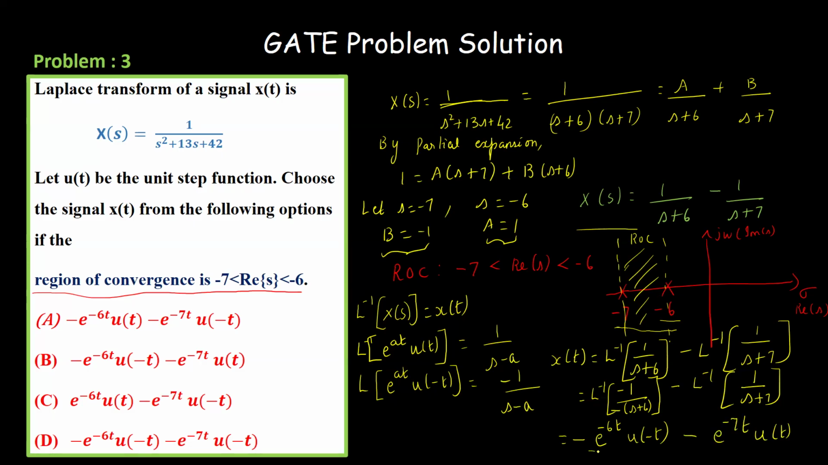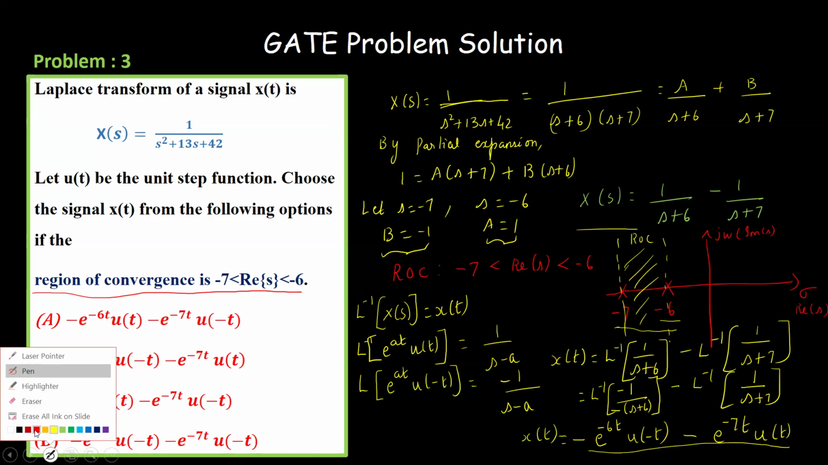So this is the input signal, x of t: minus e power minus 6t u of minus t minus e power minus 7t u of t. Okay. So observe the options. Which option is the correct one? Option B is correct: minus e power minus 6t into u of minus t minus e power minus 7t into u of t. So before finding the inverse Laplace transform, we have to consider the region of convergence to find the input signals.